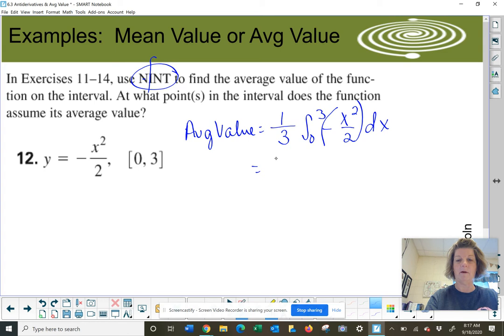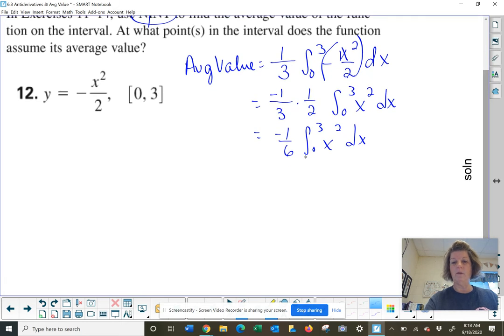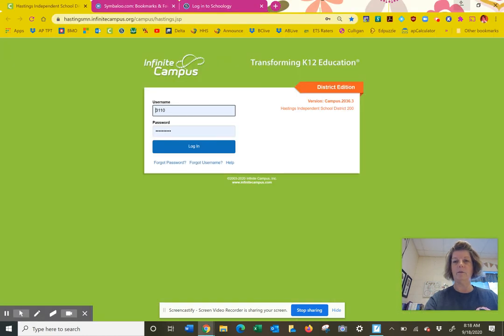The negative is going to come out front. I am going to have negative 1/3. The 1/2 is coming out front. Integral 0 to 3 of x squared dx. So this will be negative 1/6 integral 0 to 3 of x squared dx. Doing that, now this is what I want to put in my calculator. So let's go to the calculator and get it rolling.